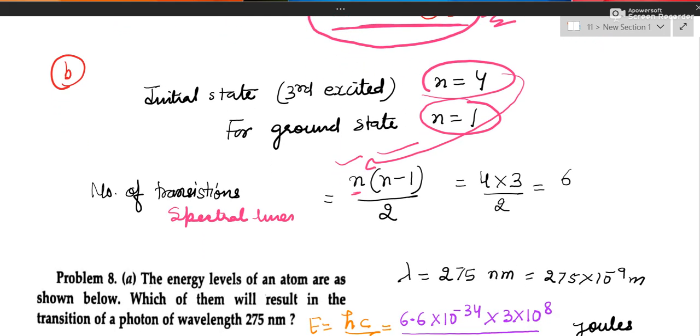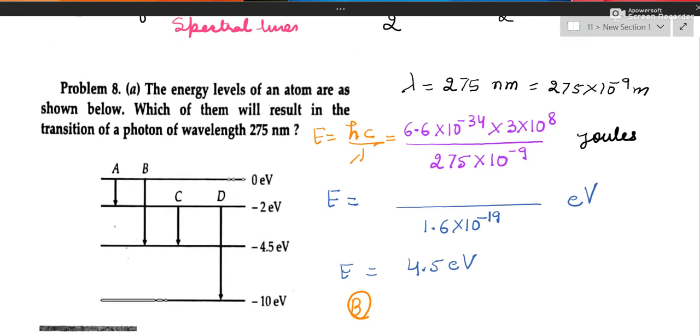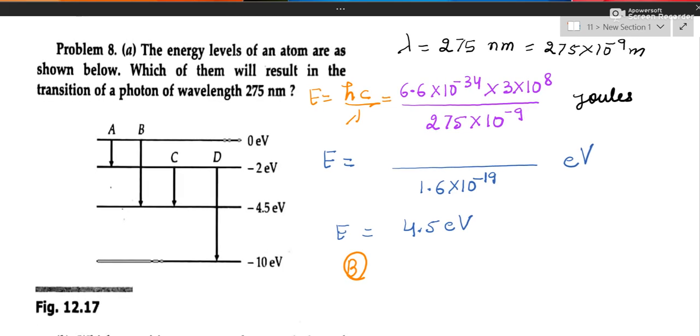n into n minus 1 by 2, so you'll get the number of spectral lines. Energy levels of an atom are as shown. What will be the result in the transition of a photon of wavelength this? ठीक है, which of them will result?